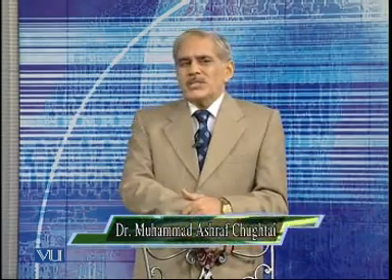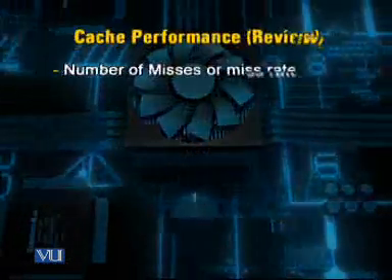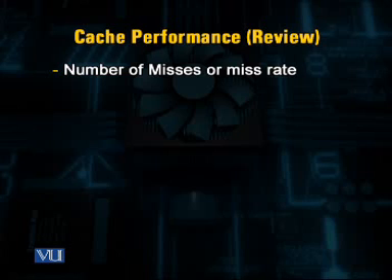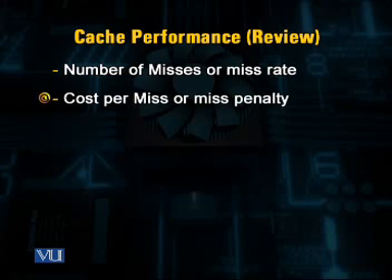Here we have observed the impact of caches on the CPU performance based on the cache misses and the miss rate. Whereas the cache performance can be defined in terms of the memory stall cycles, which in fact depend on the number of misses or the miss rate and cost per miss, or say the miss penalty.